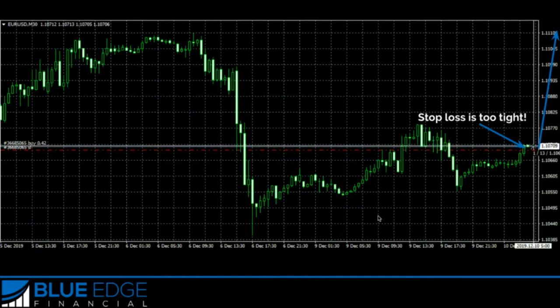For example, like you can see here, you could go long on a Euro USD trade and only put a 9 pip stop loss. The market could move against you 10 pips and stop you out at your 10 pip stop loss and then shoot up 200 pips. If you didn't have such a tight stop loss of 9 pips, you could have profited on the 200 pip move. So don't forget to give your trades enough breathing room. And remember, you need more breathing room or wider stop losses with larger time frames than shorter time frames.